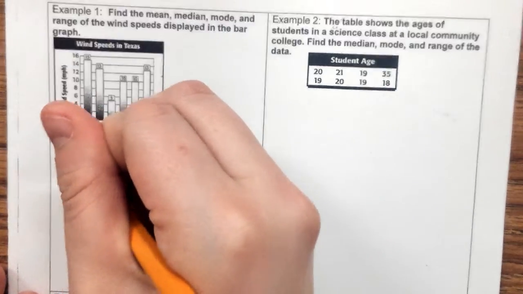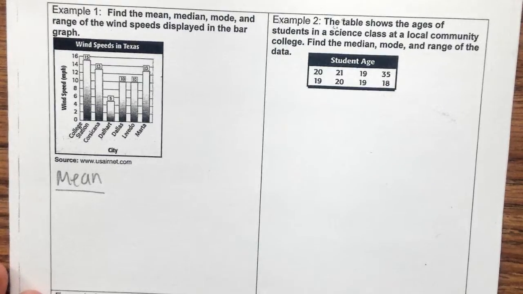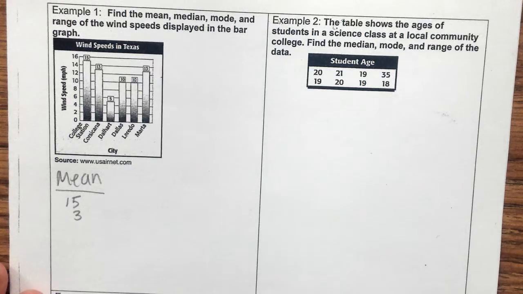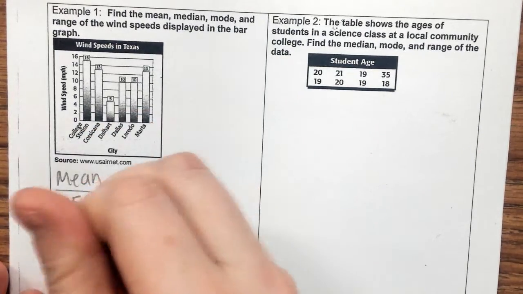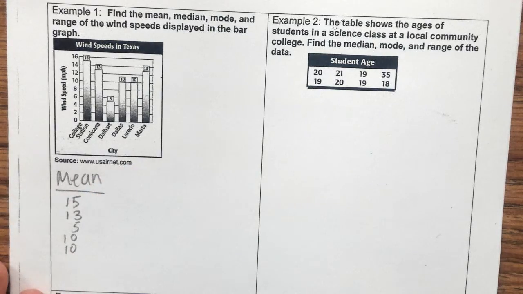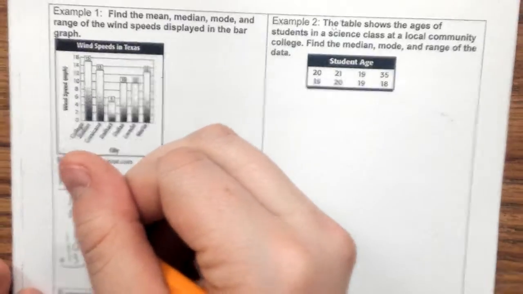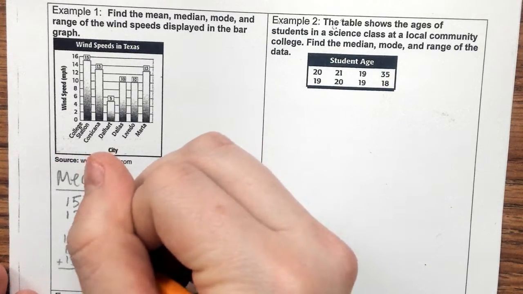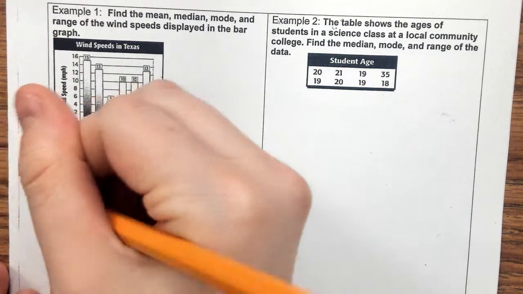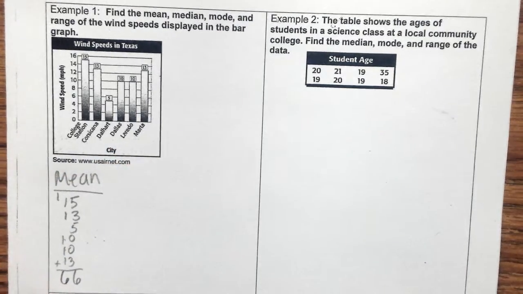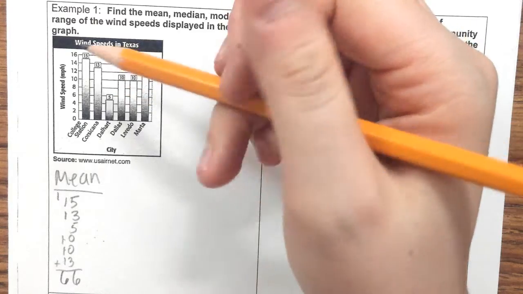So let's make a little space for our mean. Okay, so we have 15, 13, so I'm going to line them up, 15, 13, 5, 10, 10, and 13. Let's add those up. 5, 6, 7, 8, 9, 10, 11, 12, 13, 14, 15, 16. 6, carry the 1. 1, 2, 3, 4, 5, 6. 66. Now let's look at how many cities we have, because that's how many numbers we added. We added 1, 2, 3, 4, 5, 6 numbers. So that's the number we're going to divide by.